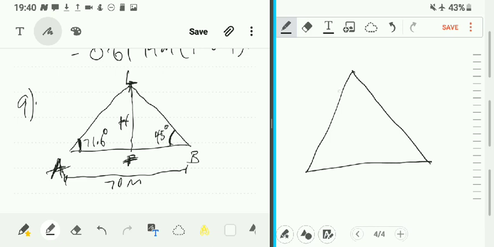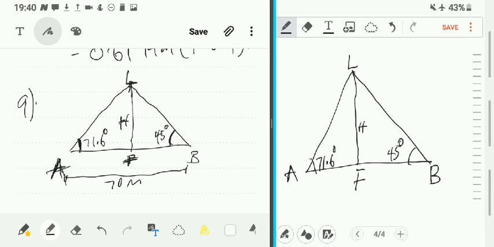Okay, so this is the lighthouse. That's the top of the lighthouse. That's the foot of the lighthouse. This is the first boat A. This is the second boat B. This angle is 71.6 degree. This is the height we're told to find, LF, the height. This is 45 degree.